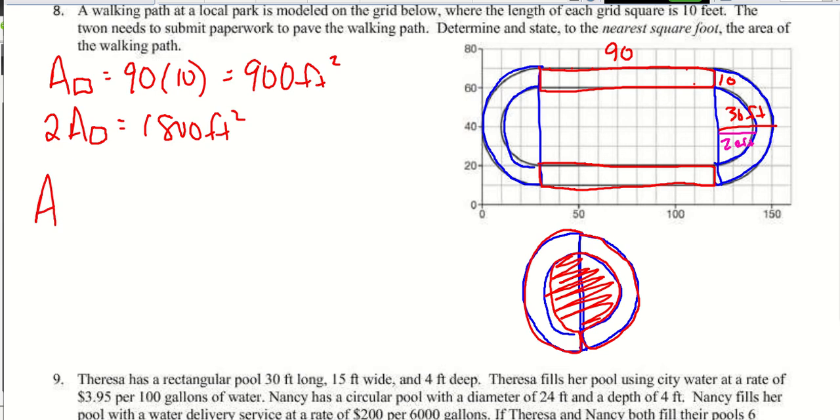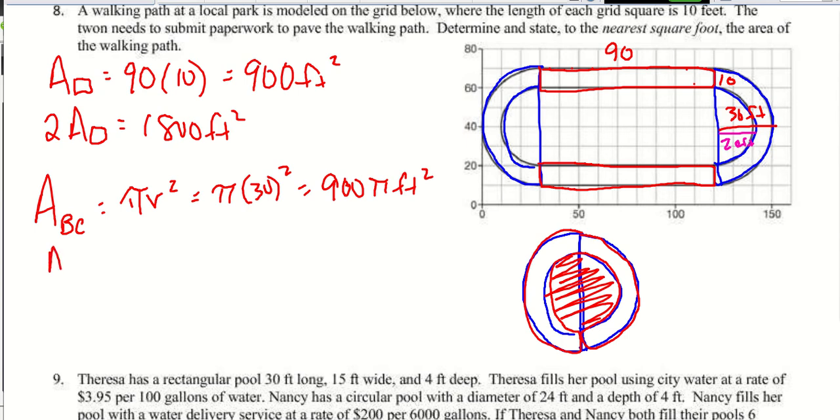So we're going to do the area of the bigger circle. And that's pi r squared. So pi times, and this radius, remember, is 30. So 30 squared, and that's 900 pi. We're going to leave it in terms of pi for right now. 900 pi feet squared. And the area of the smaller circle is pi times 20 squared. So that's 400 pi.